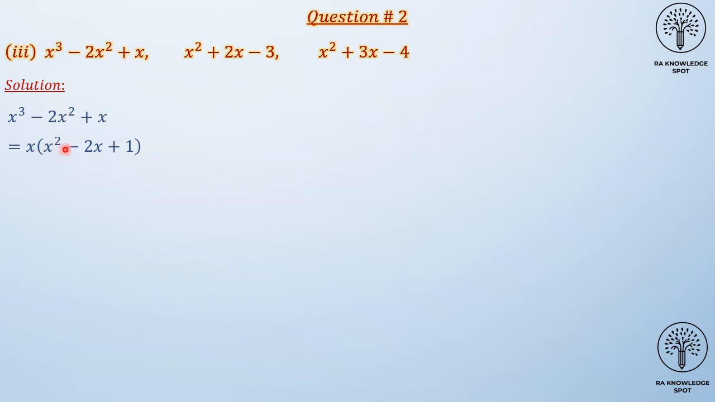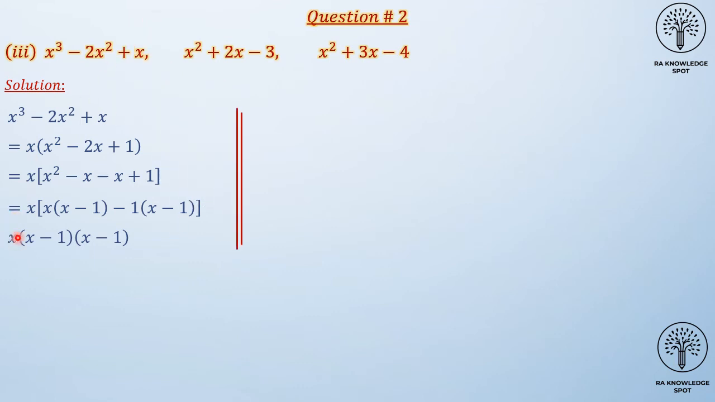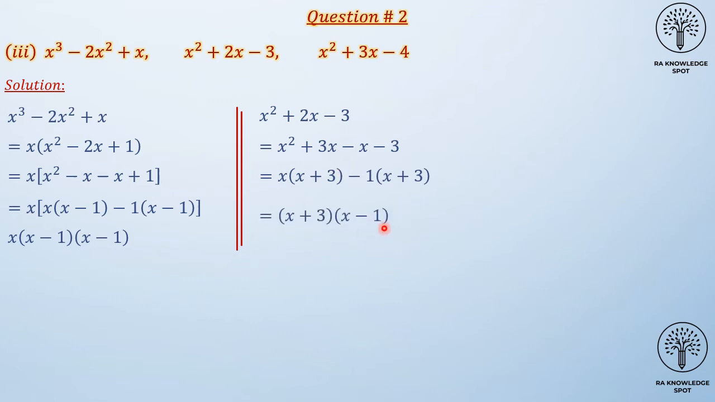Now x square minus 2x plus 1. Again we have to simplify. We have to do the factorization or the midterm break. These are the steps, just taking common and all these things. x will be as it is. Nothing you have to do with this x. Now the second one, again factorization. 3x minus x, again common. Again common. So this is the final answer.